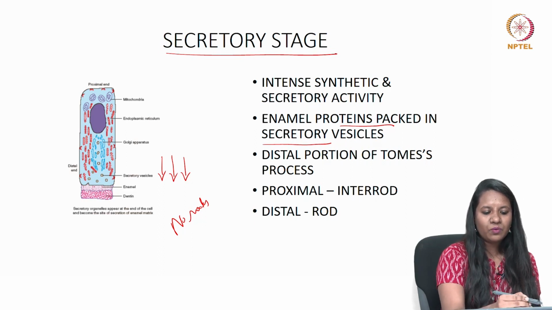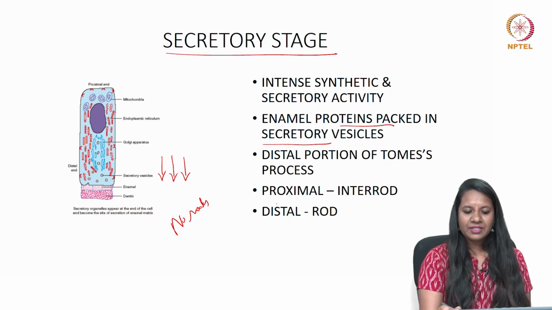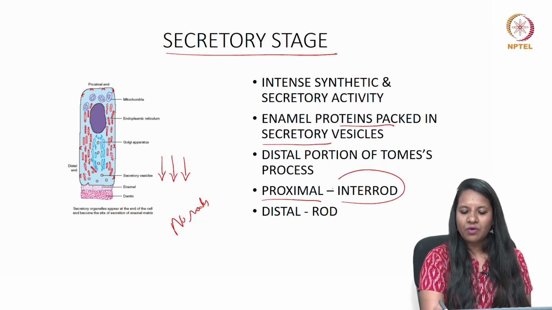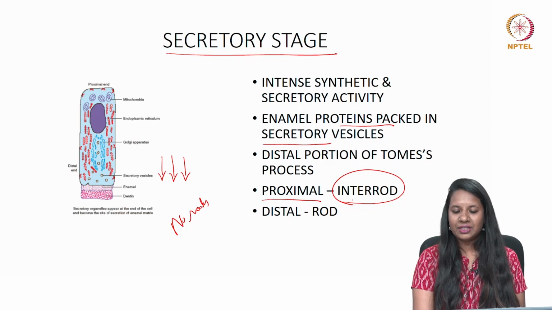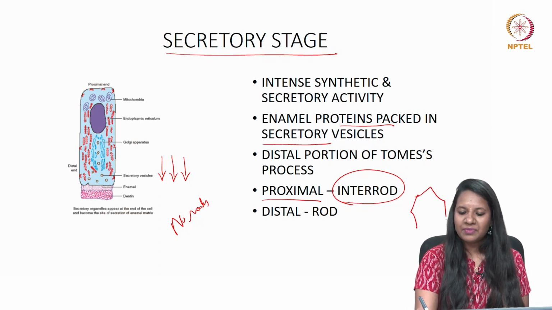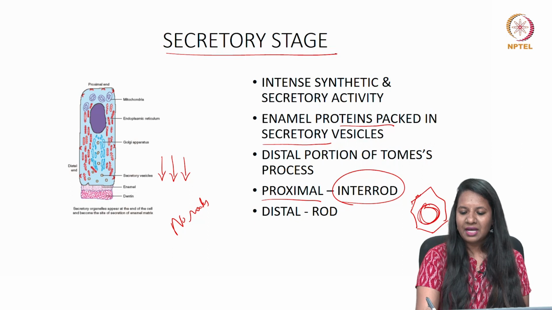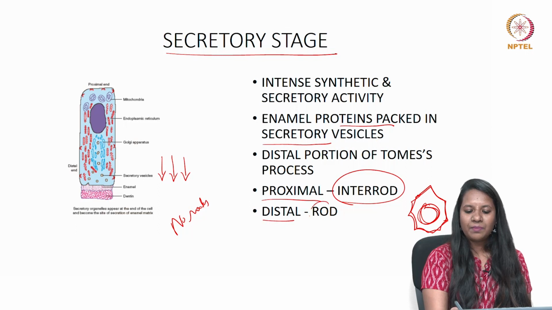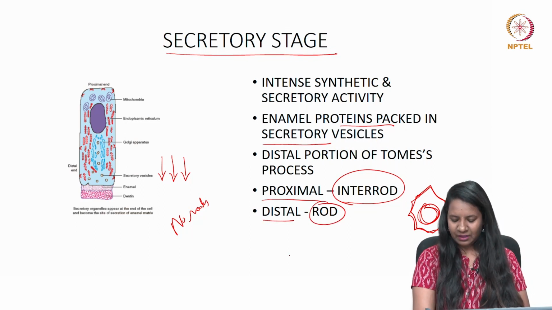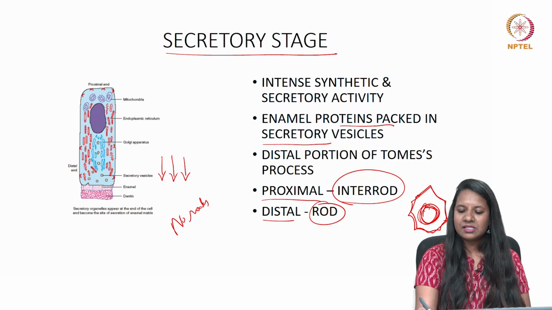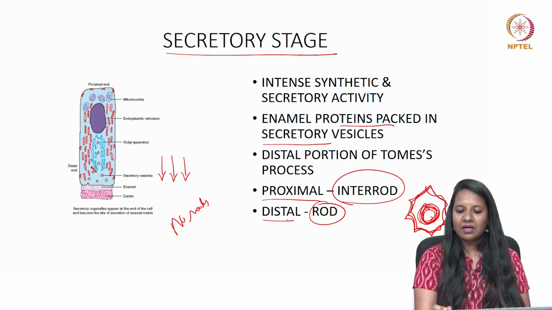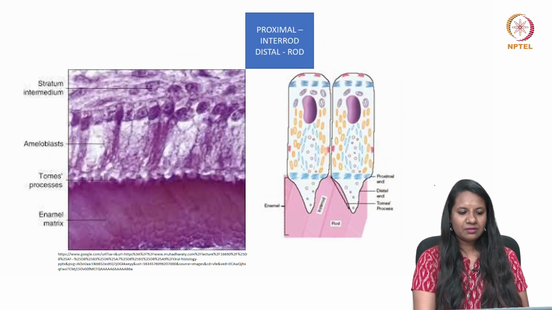will move away once the enamel has been formed, and the proximal surface will lead to the formation of something called the enamel partition, that is interrods, which will have a pit, and there will be a partition that is present like this, and the distal part will form rods which will fill this pit. That is, the outer layer, that is the partitions, will be formed by the proximal part and the inner pit will be filled by the distal part, contributing to the rod and interrod.